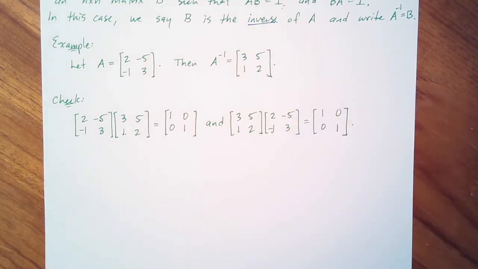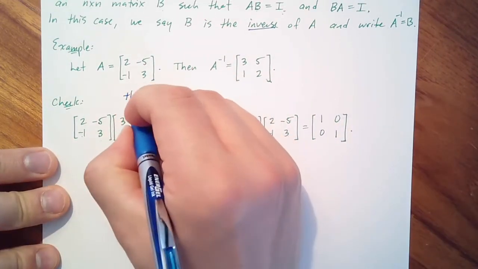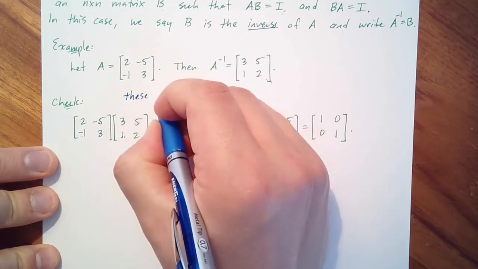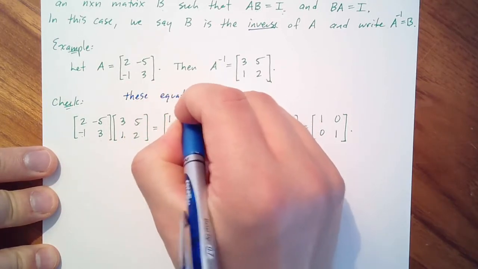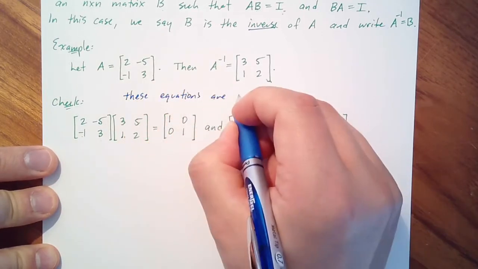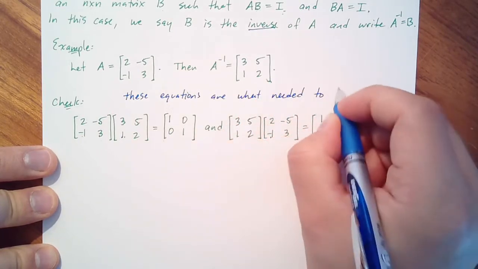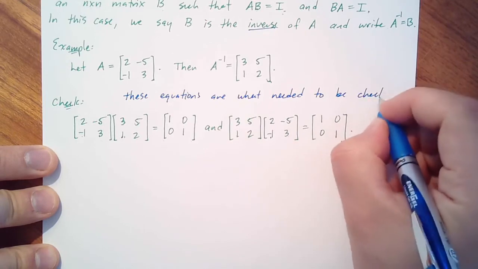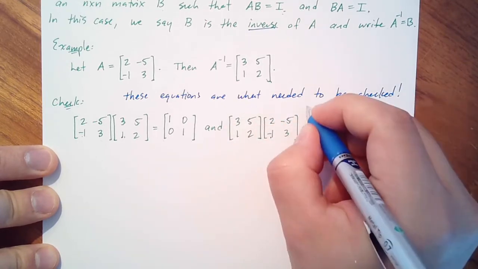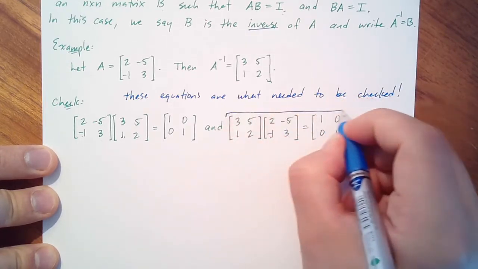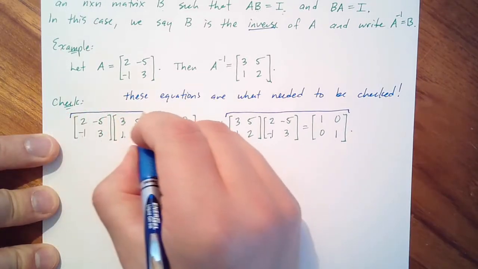So that does it. These are the properties that need to be checked. I'll say these equations are what needed to be checked. So this one here and this one here.